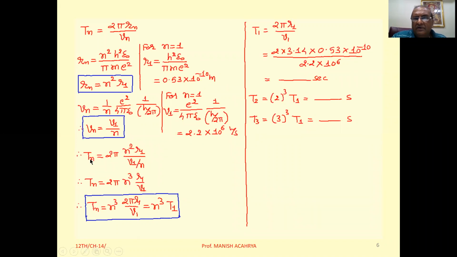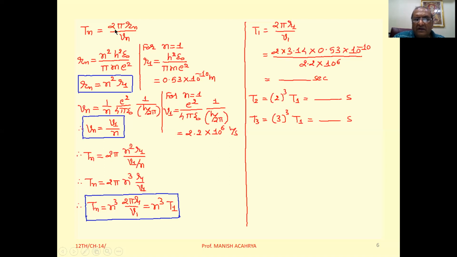Now periodic time in nth orbit, that is 2 pi. Now Rn, so Rn that we can write n square R1, and Vn that we can write V1 by n. It implies that time period in nth orbit, that is 2 pi n cube into R1 upon V1. So Tn, that is n cube.